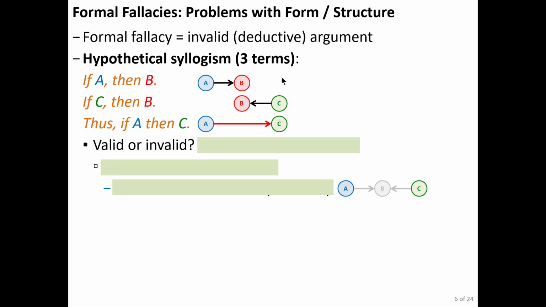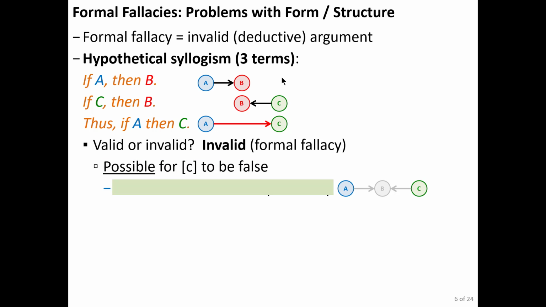If there are three terms, so if A exists, then B exists. If C exists, then B exists. Now, here's the situation where you're going to run into an invalidity. It has a formal fallacy. It's an invalid argument because it's possible for the conclusion to be false. In this case, what we're saying is, just because A exists doesn't mean that C will exist. A and C could possibly exist independently. That's the key feature about this.